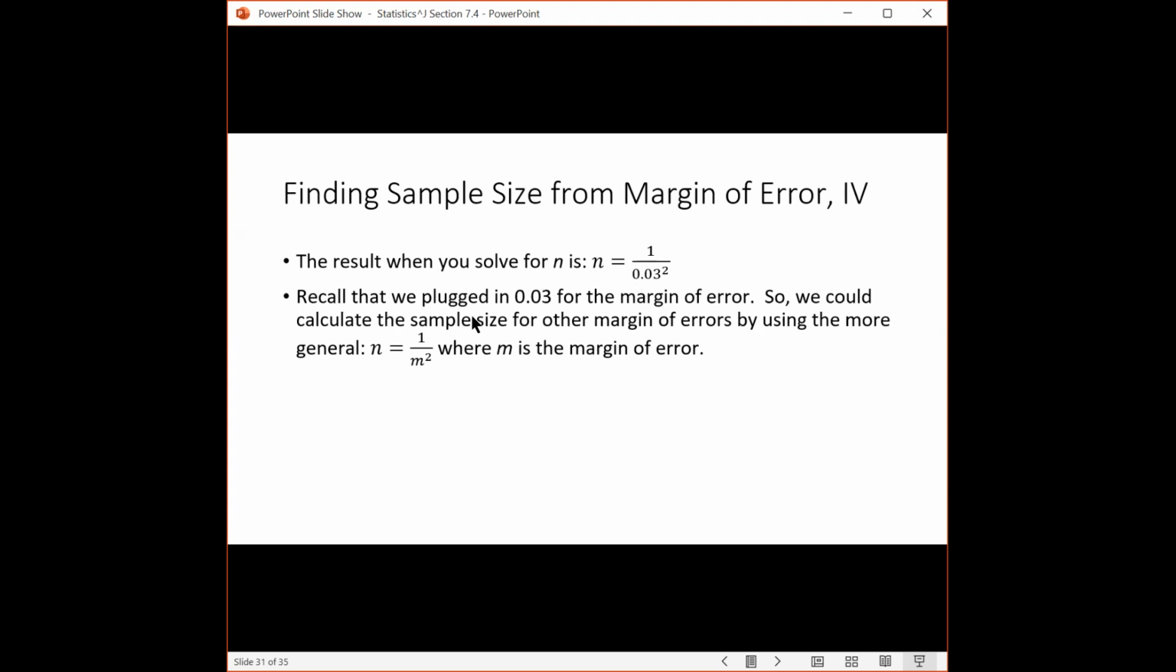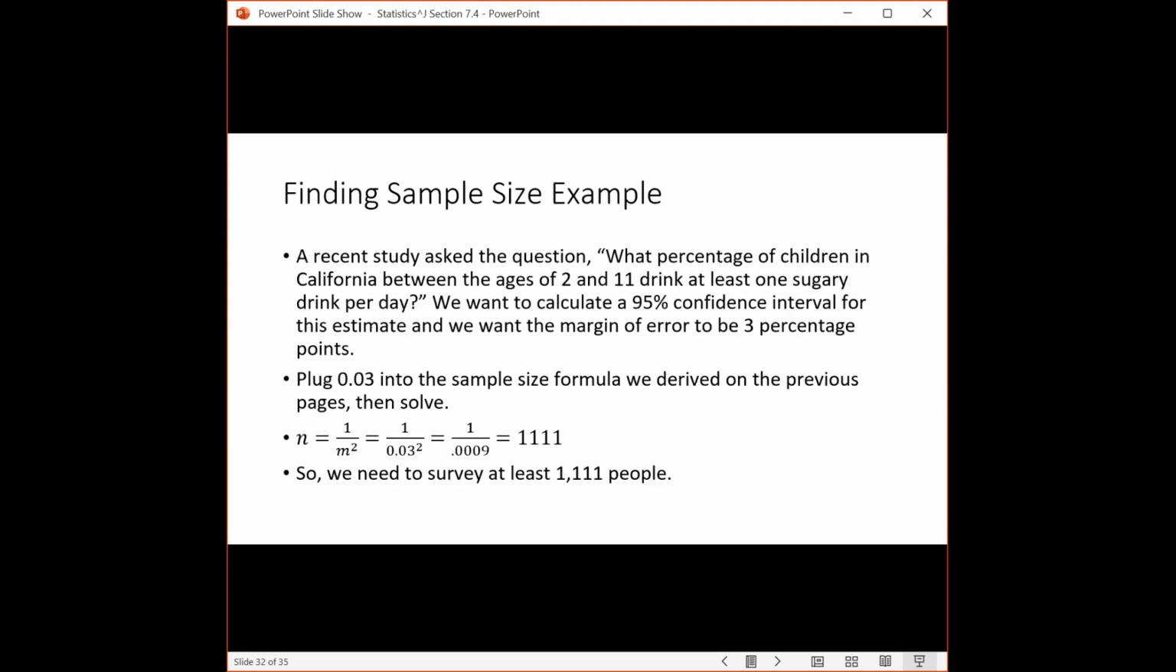And so it turns out we can simplify this formula and make it a little more generic by saying that the size of the sample needs to be n equals 1 over the margin of error squared. That is such a very nice formula. It's a miracle it comes out that way. All right, let's do an example.